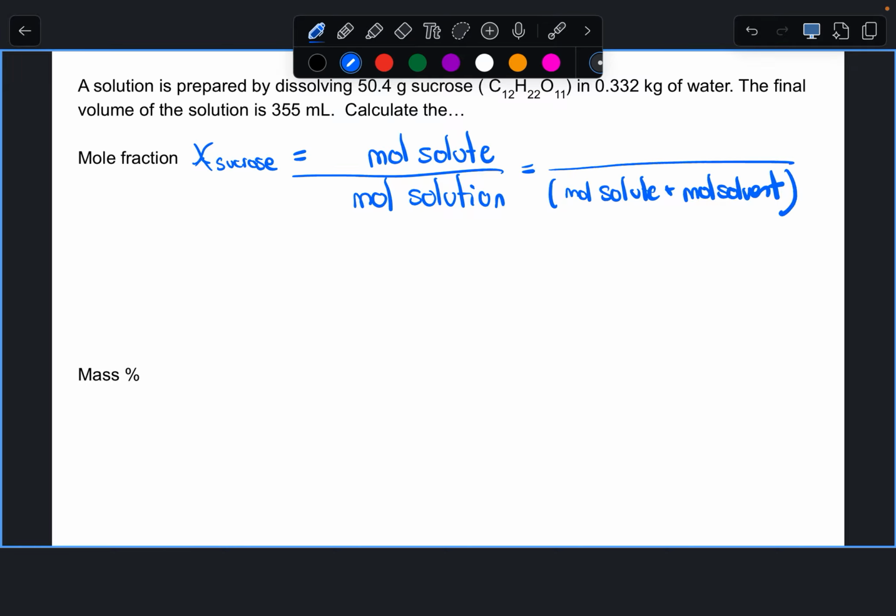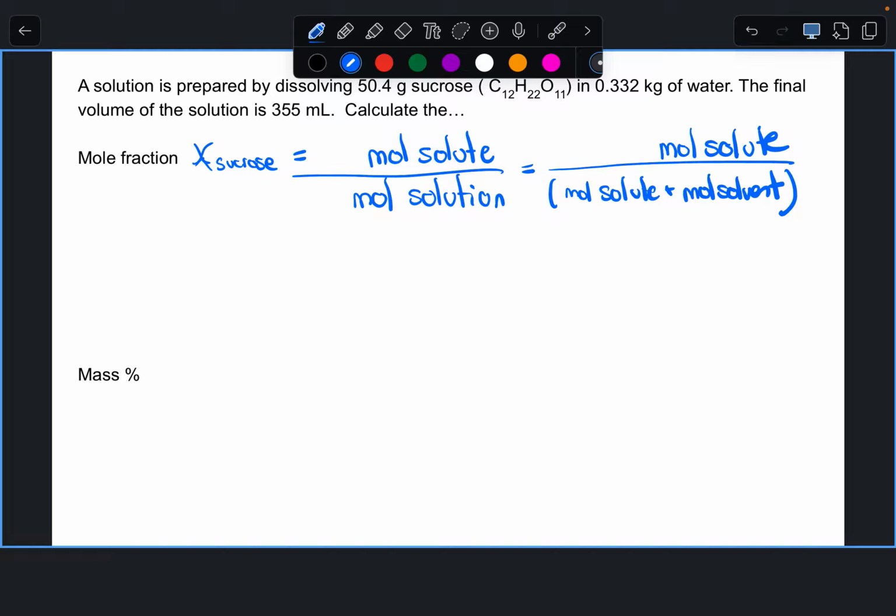Okay, so moles solute on top, and then the moles solute plus the moles of solvent on the bottom. Okay, so same data. You can go ahead and do that one, but we're going to first talk about mass percent too, so you can do them both at the same time.